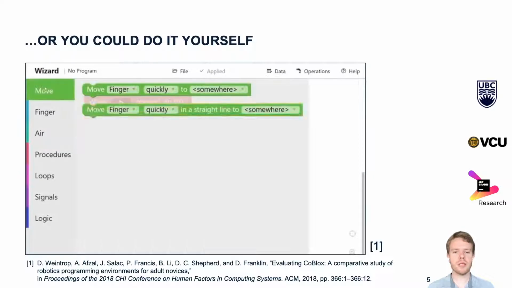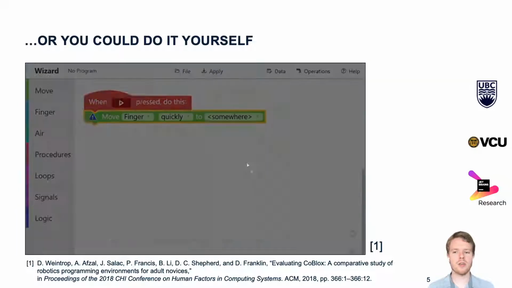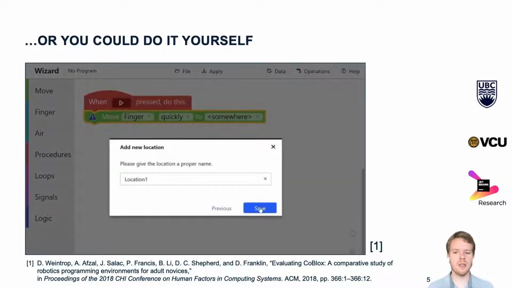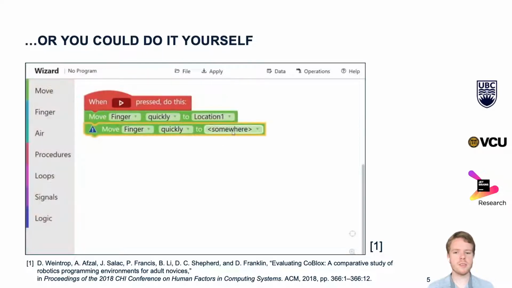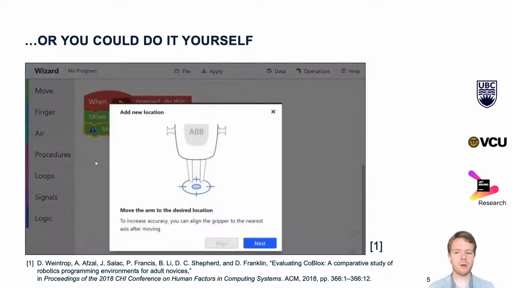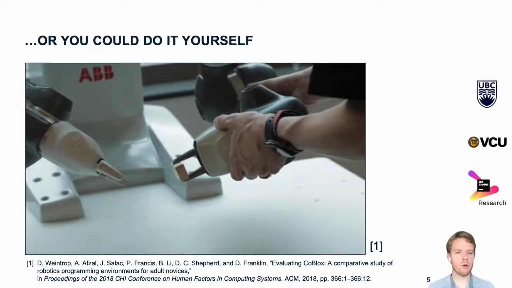However, robots have become more popular, and there has been a recent push to make them programmable by users that are not professional programmers. So instead of Robot Studio, you could use an environment like the one you can currently see on screen that combines block-based programming with physical programming to allow end users, like factory workers, to program robots themselves.